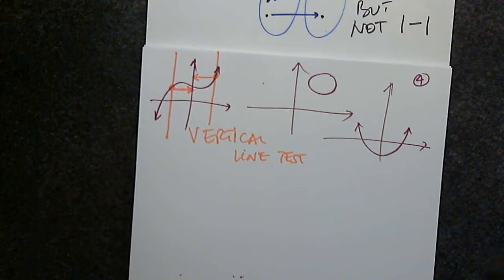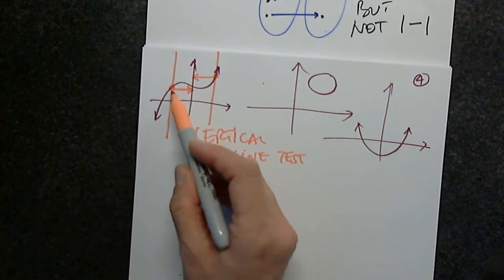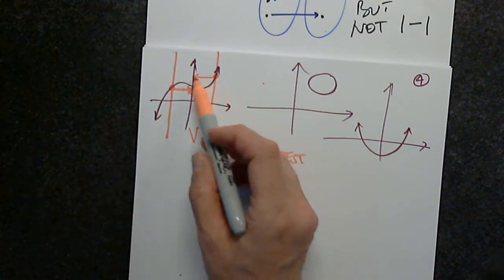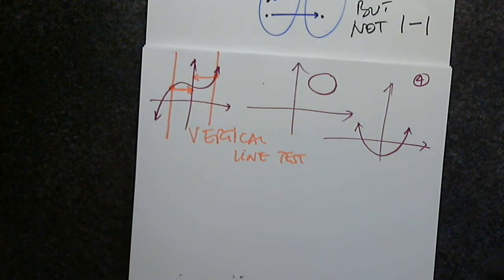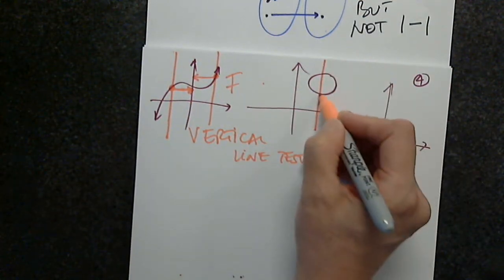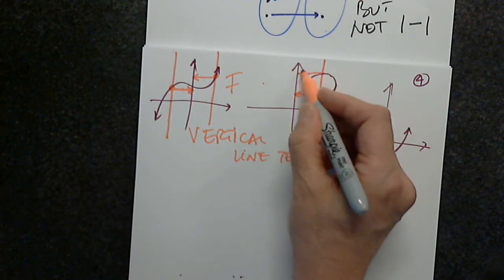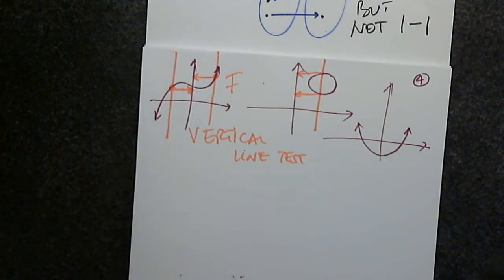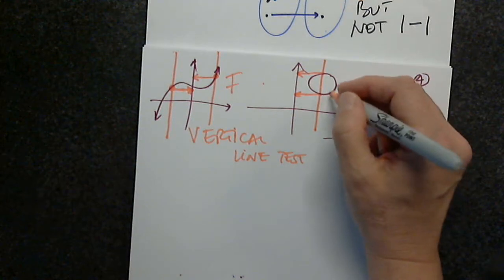So the vertical line test says, for this x, I only get one y. For this x, I get only one y. Is this a function? Yes, this is a function. But what about here? For this x value, I read this y value and I read this y value. Is this a function? No. So this is a relation.